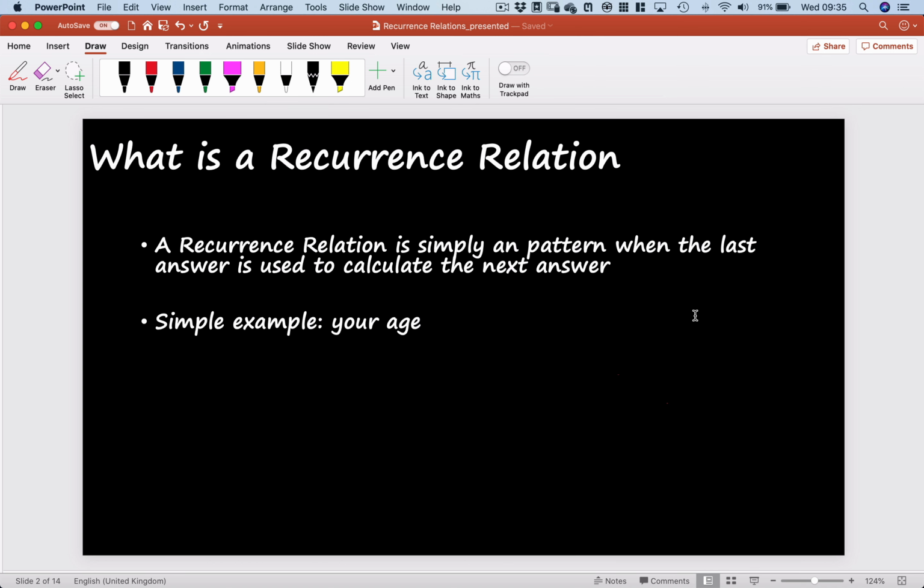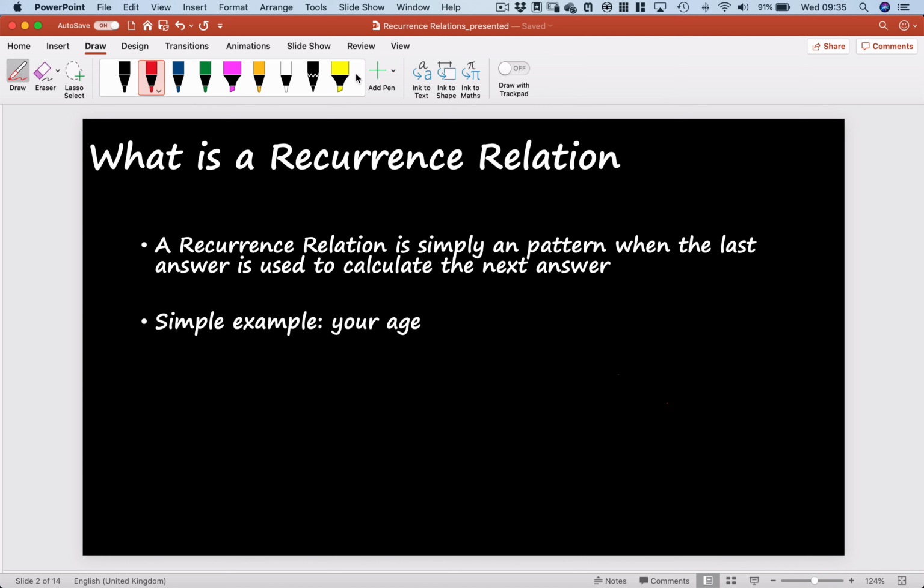Well, basically, it's anything where the value you get after calculating an expression, you use that in the next expression used to calculate the next answer. So like I said here, it's simply a pattern where the last answer is used to calculate the next answer.